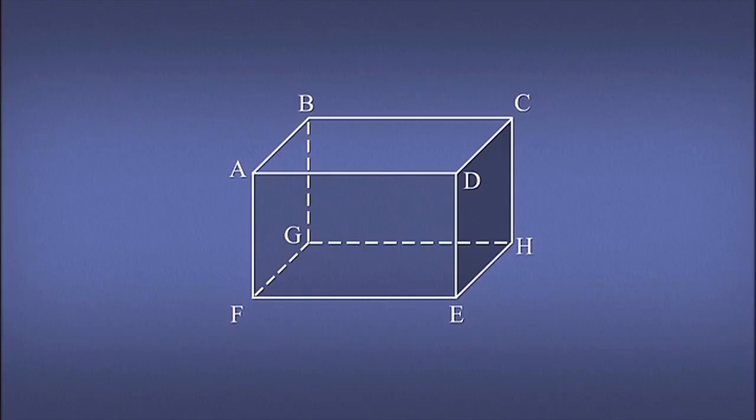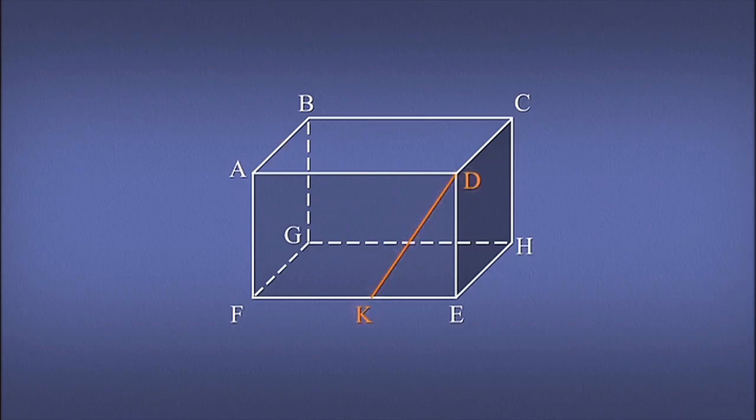This is a cuboid. Straight line AB and straight line CD are parallel to each other. Straight line AD is perpendicular to AB, as well as to CD. Then AD is the distance between straight line AB and straight line CD. Straight line AB and straight line FG are also parallel to each other. Straight line AF is perpendicular to AB and FG. Then AF is the distance between straight line AB and straight line FG.